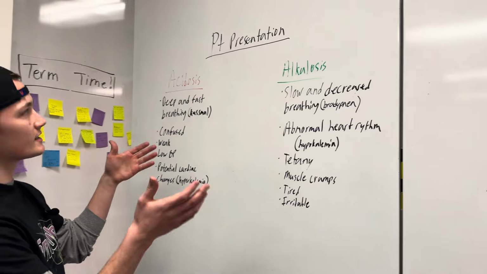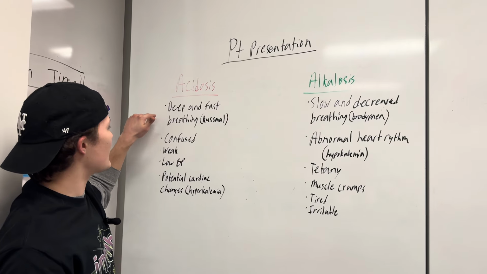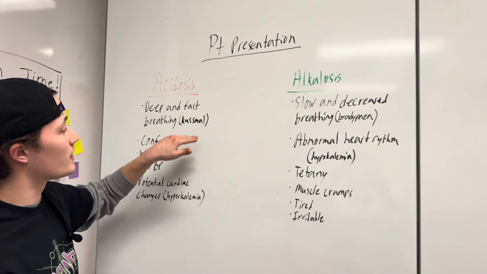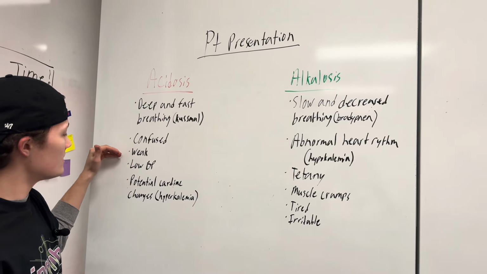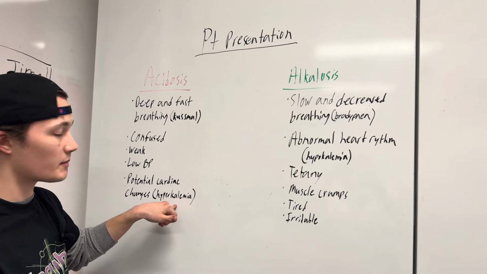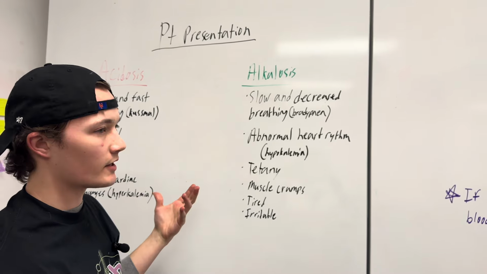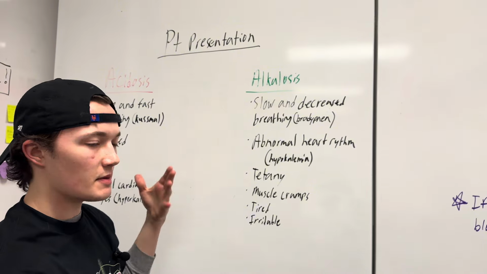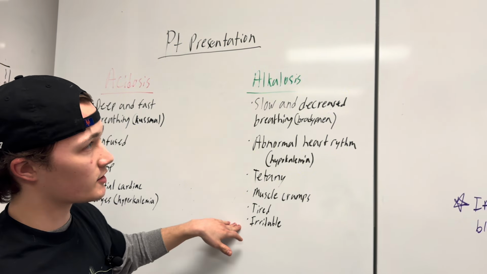So your patient presentation, depending on whether it's acidosis or alkalosis. Acidosis, they're going to have deep and fast breathing. It's called Kussmaul breathing. That's more so with the respiratory acidosis and alkalosis, but the same thing can still apply to the metabolic side. They might be confused, weak, have low blood pressure, and then potential cardiac arrhythmias because they have changes in their potassium levels. Alkalosis, opposite on the breathing. We're going to have slow and decreased breathing. We're going to have bradypnea. We're going to have abnormal heart rhythms, again, because the potassium levels might be messed up. You can have tetany, muscle cramps, you might be tired and irritable.